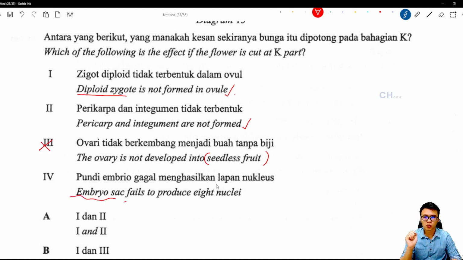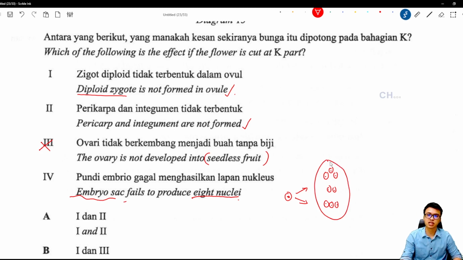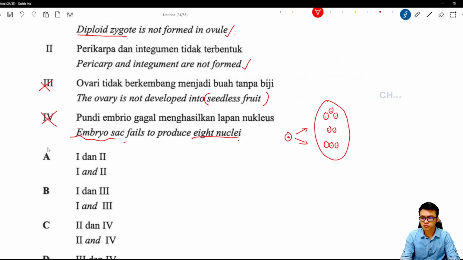Now, guys, the embryo sac will produce egg nuclei before double fertilization. They will carry out meiosis, and then eventually it will start to develop through mitosis to form total egg nuclei. And then eventually they are going to arrange in this way. If you guys still remember, before double fertilization, the embryo sac will still produce egg nuclei even without the stigma. So this one is wrong. So here the answer should be A, 1 and 2.